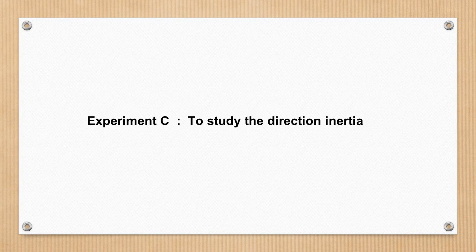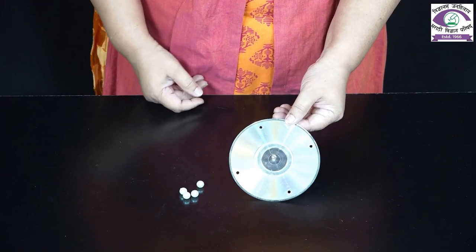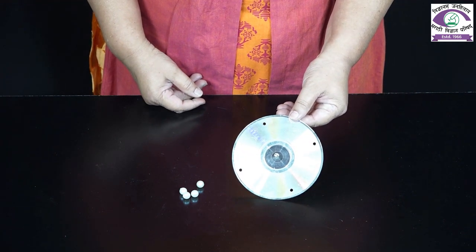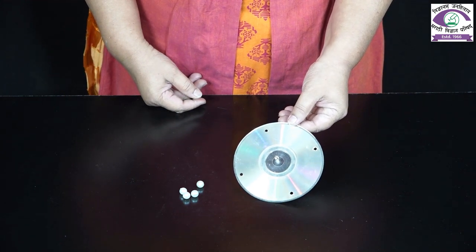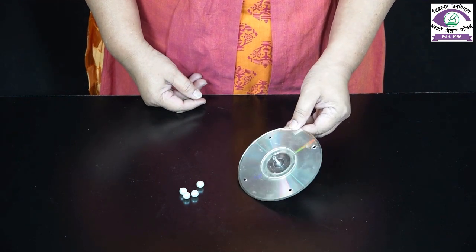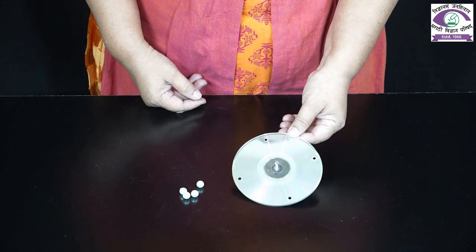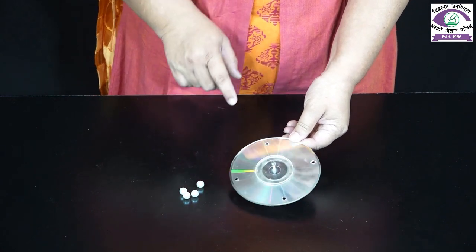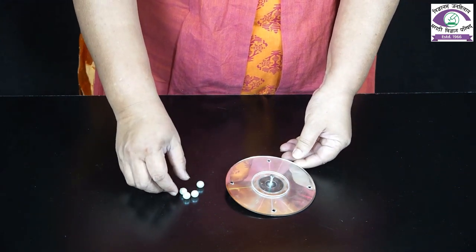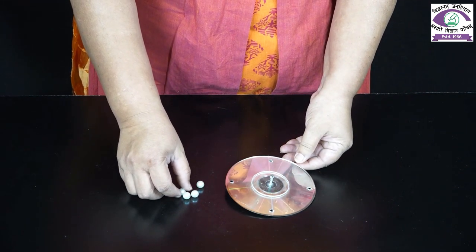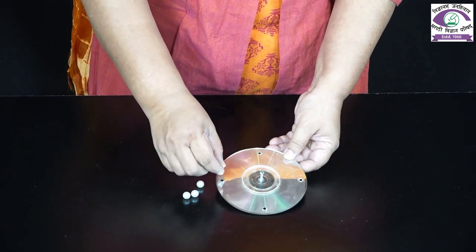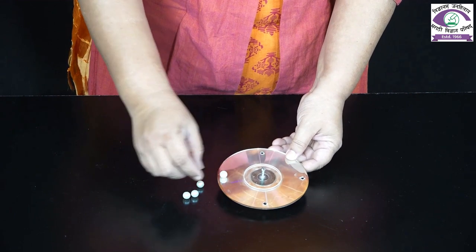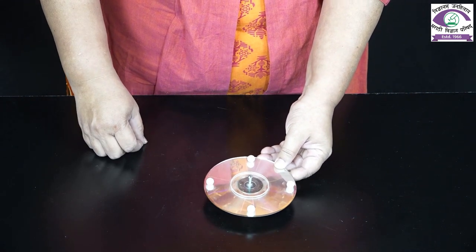Experiment C. To study the direction inertia. For this experiment, take a disc. You can also make a cardboard disc. Along with this, take 4 to 5 small beads and glue. Insert a stick or screw in the center of the disc so that you can hold it there to rotate the disc. Make 4 to 5 small holes on the disc top surface so that the beads do not fall out of the holes. Lightly glue the beads to the disc with a small amount of adhesive. As a result, beads should pop out with a little jerk.